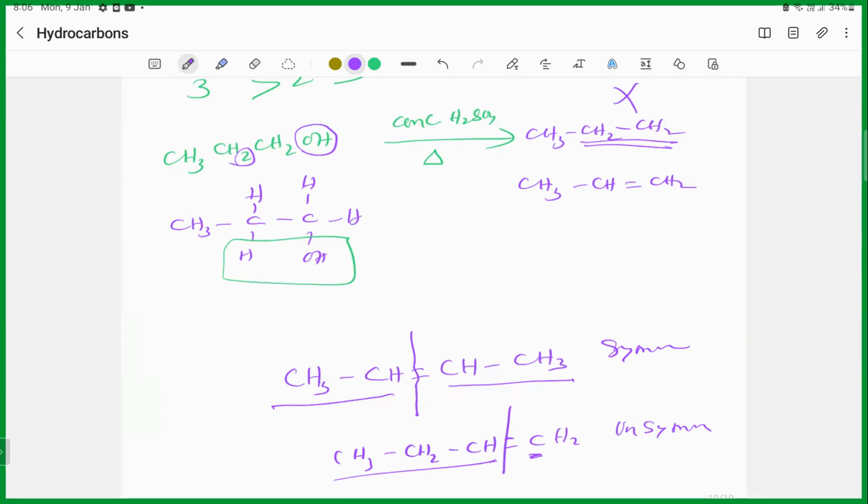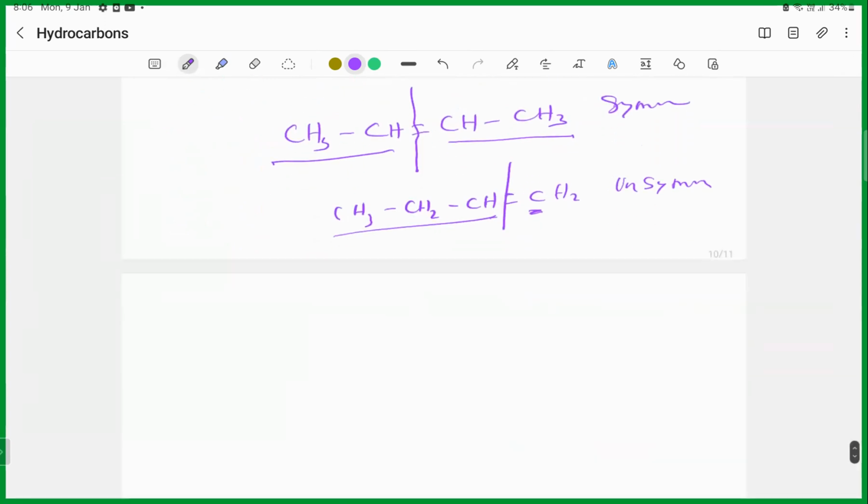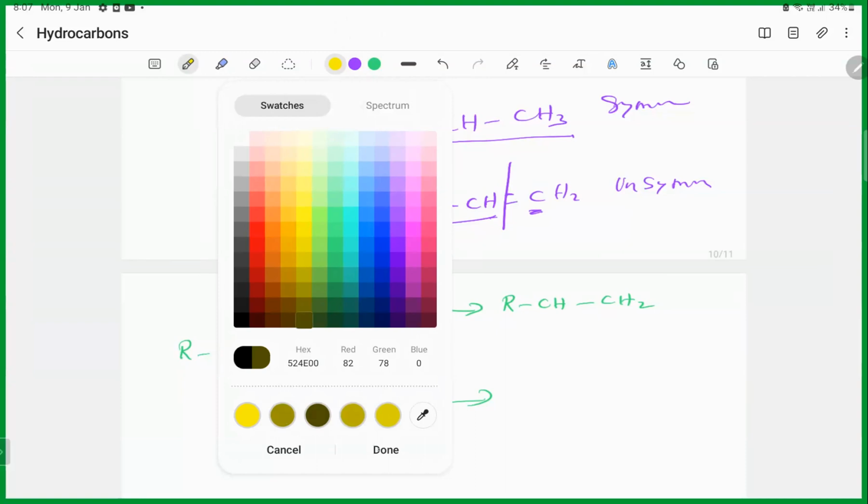So as far as alkenes are concerned, if it is a symmetrical alkene, when it undergoes reaction, it will give the same type of product. If you have an unsymmetrical alkene, when it undergoes reaction, we will get two different products. For example, you have R CH double bond CH2. When you treat the unsymmetrical alkene with hydrogen bromide, HBr, it gives two different products. One will be R CH single bond CH2, with H and Br.